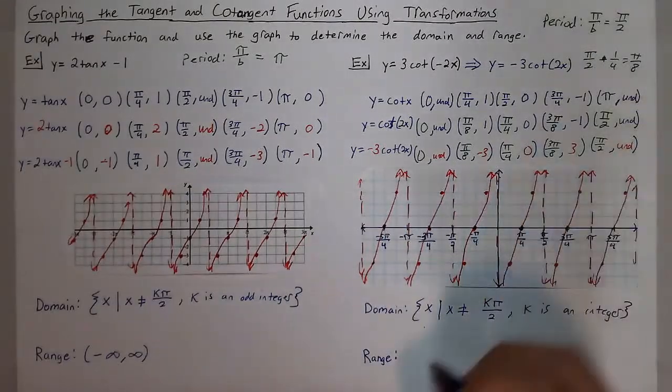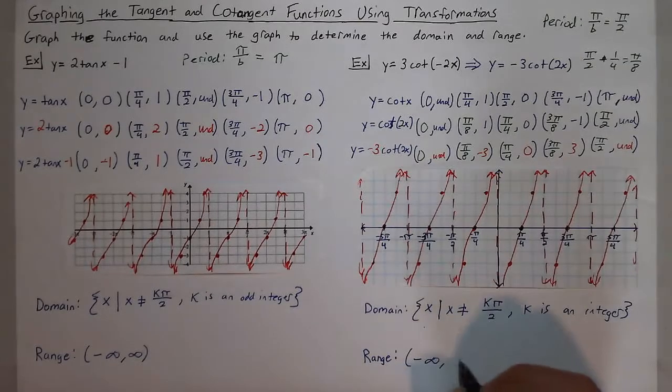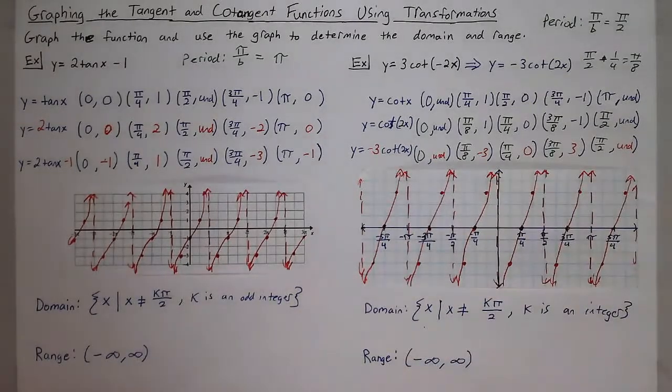And again, the range is going to be all real numbers, negative infinity to positive infinity. And that is how you graph the tangent and cotangent functions using transformations.